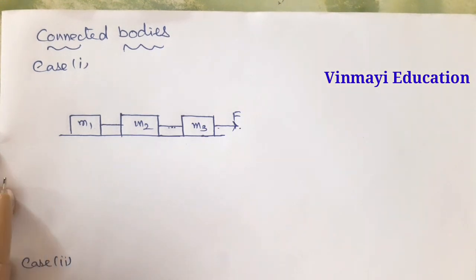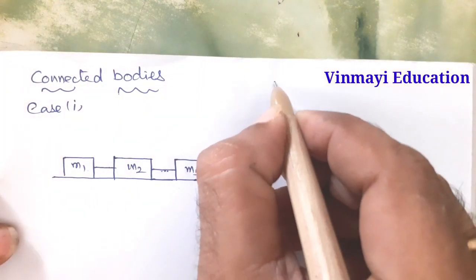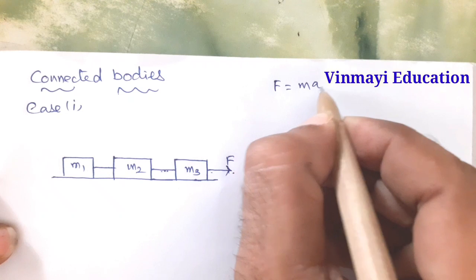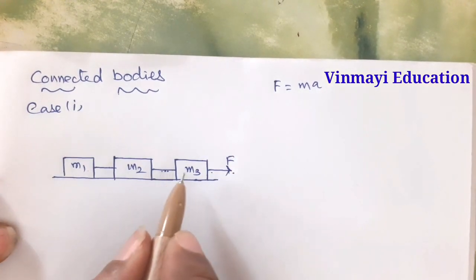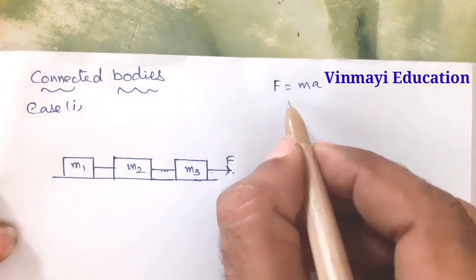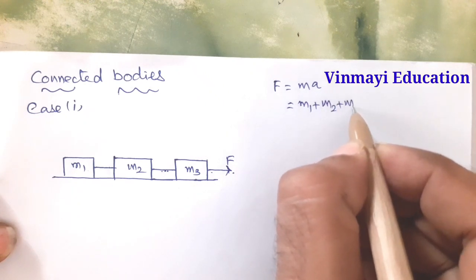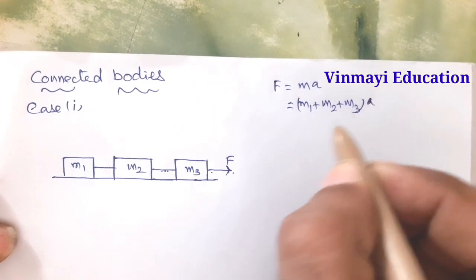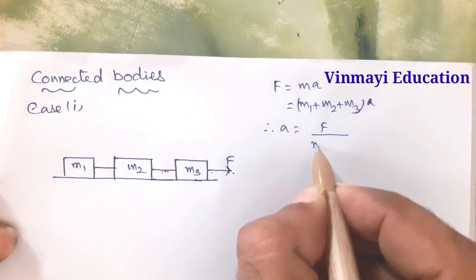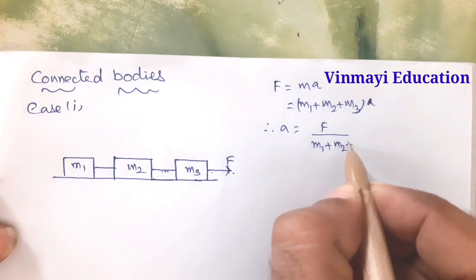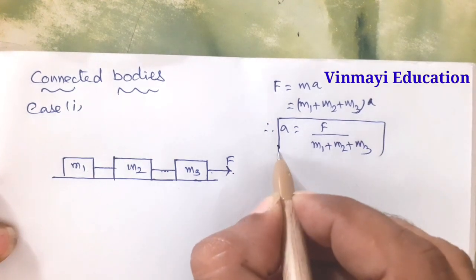For the acceleration, we consider Newton's law, which is F is equal to ma. Force is equal to mass into acceleration. Here the masses are m1, m2 and m3. Therefore, the total mass is m1 plus m2 plus m3, into a. Therefore, acceleration a is equal to F by m1 plus m2 plus m3. This is the equation for the acceleration.